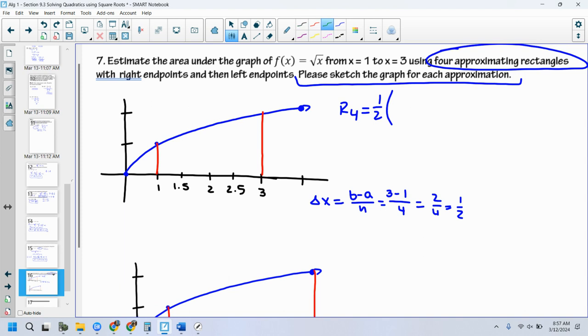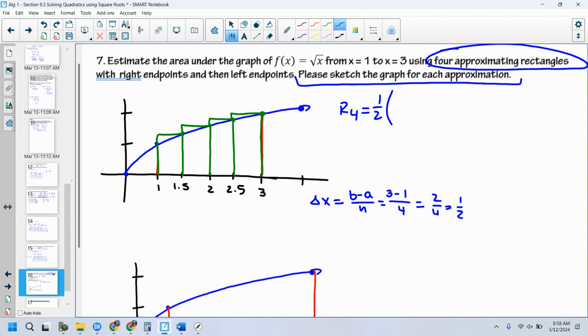So here is my right side approximation. Right side of my rectangle. Right side of my rectangle. You follow me there? That's right side approximation.